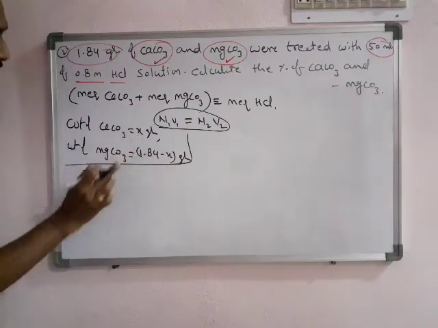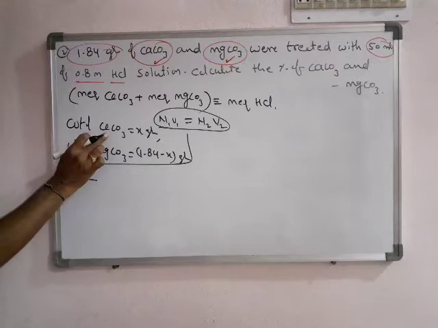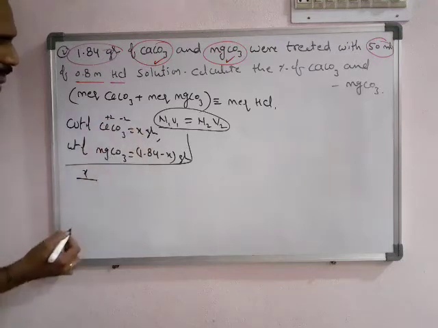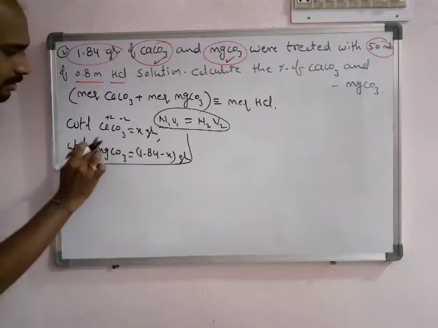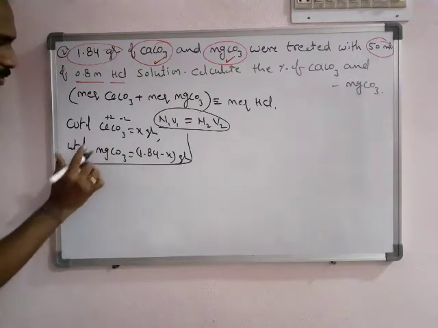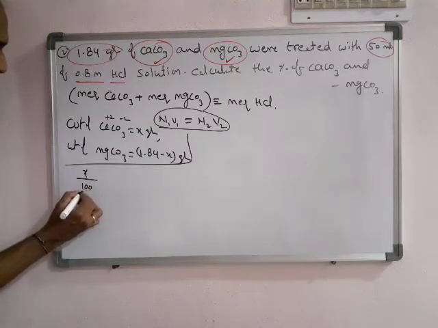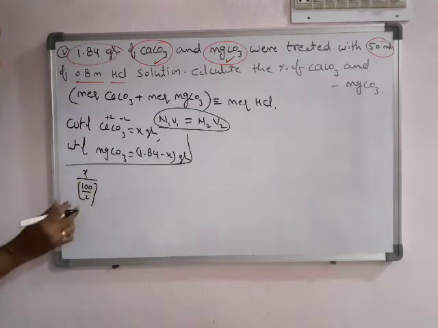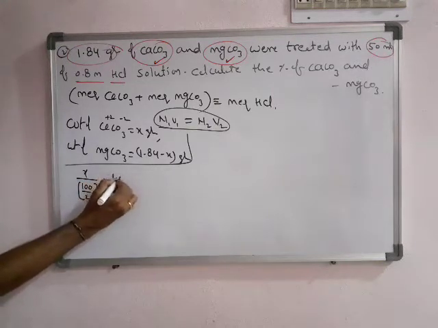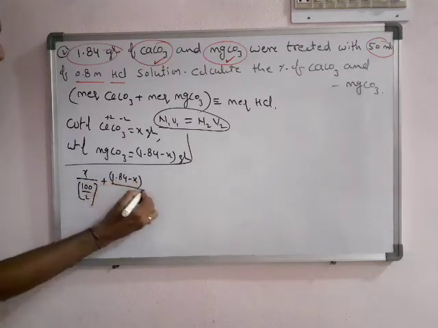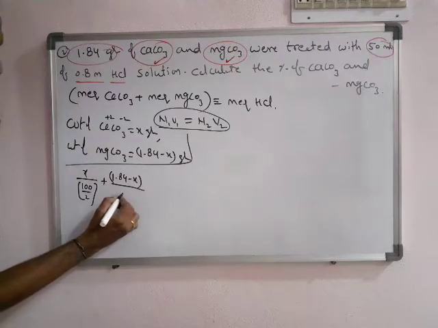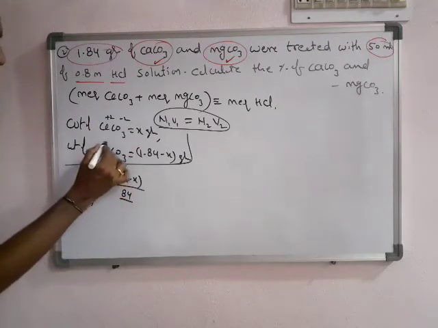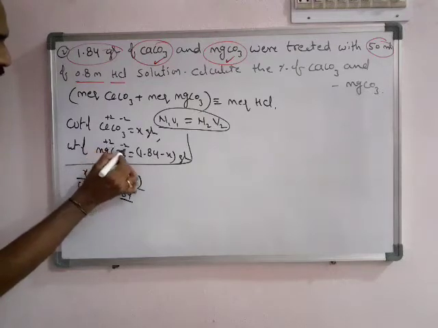So what is the weight? x. What is the equivalent weight? Molecular weight by basicity. Sorry, it is a salt. We need to write its charge, Ca plus 2, CO3 minus 2. As it is a salt, for equivalent weight we use molecular weight by charge. What is the charge? 2. Plus the weight 1.84 minus x. Here MgCO3 molecular weight is 84, and as it is a salt, we use the charge units.